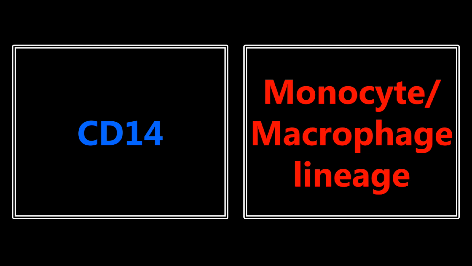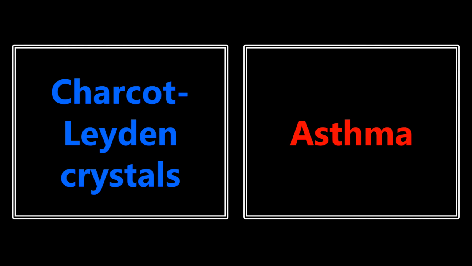CD14, this is one of the many CD markers that will appear on the test, and this is talking about monocyte and macrophage lineage. Most students know the CD4, CD8, CD20, those kinds of things. CD14 is a little less known, but you definitely want to know it as well. So it's a monocyte or macrophage lineage that they'll be talking about. Charcot-Leyden crystals, this is in reference to asthma. I also talked about this in the Step 1 High Yield Images videos, so a little bit of crossover there.